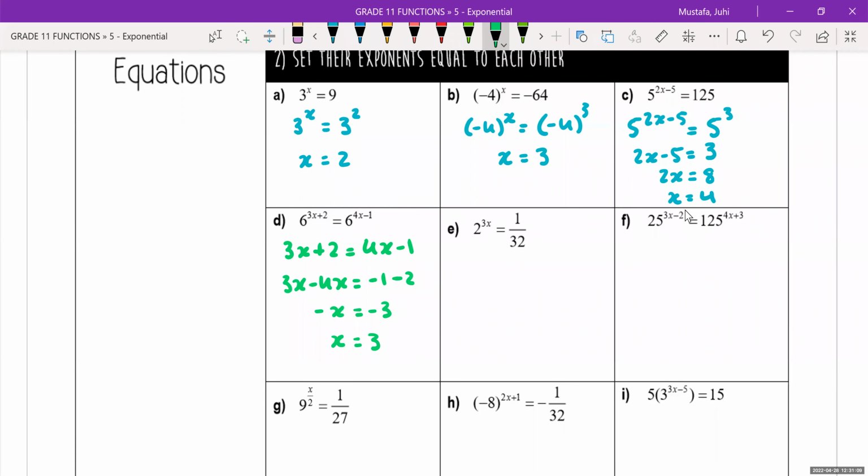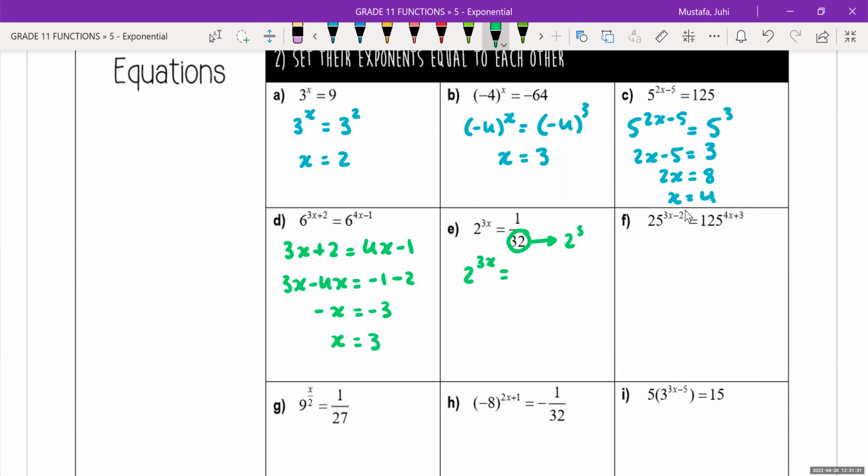Okay, so I really like questions with fractions because it gets you to think. What we're going to do for this question is we have 2 to the power of 3x already. Now we have 1 over 32. So let's just for a second look at the 32. What can I replace the 32 with to give me a base of 2?